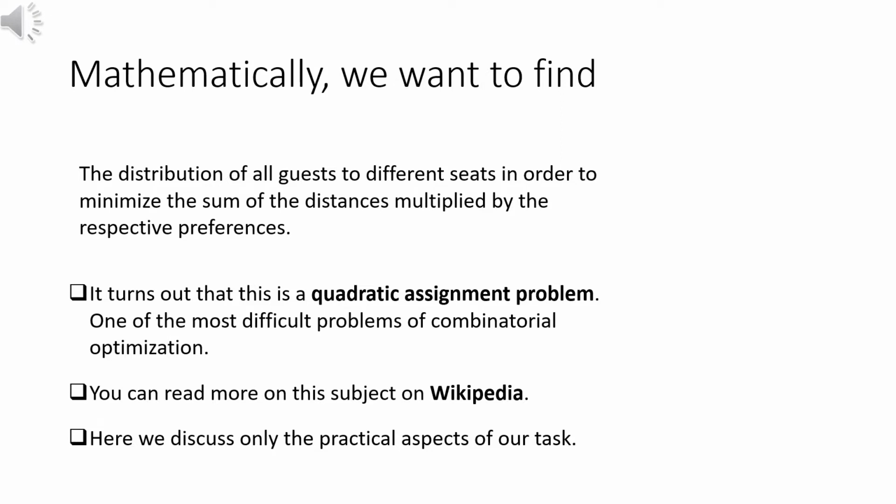Mathematically, we want to find the distribution of all guests to different seats in order to minimize the sum of the distances multiplied by the respective preferences. It turns out that this is a quadratic assignment problem, one of the most difficult problems of combinatorial optimization. You can read more on this subject on Wikipedia. Here we discuss only the practical aspects of our task.